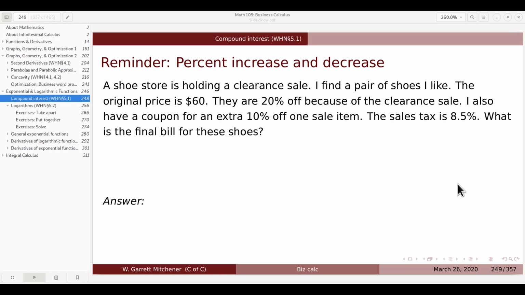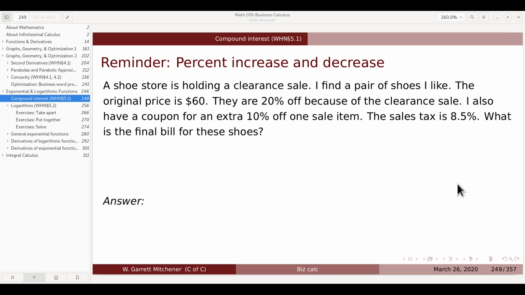In this lecture, I'm going to give a quick reminder about how percentage calculations work. Here's the problem that we're going to do. A shoe store is holding a clearance sale. I find a pair of shoes I like. The original price is $60.